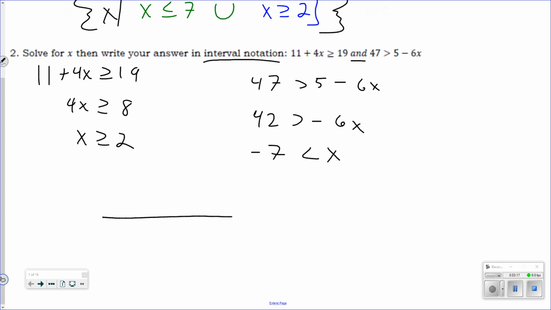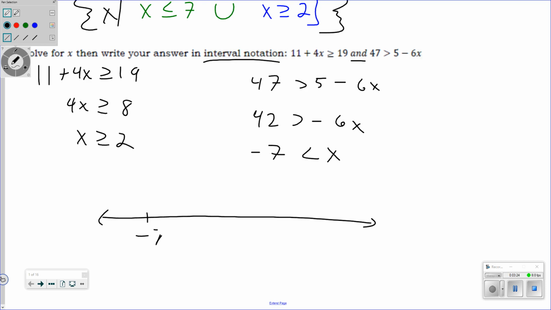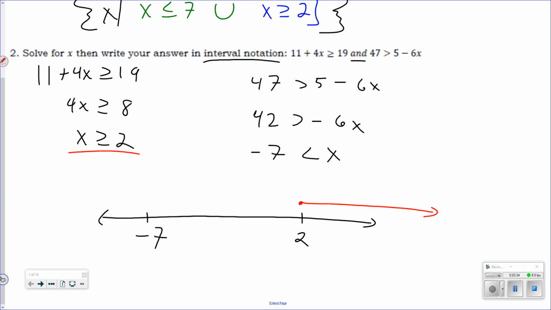I'm going to draw a number line because I want to see where we're overlapping. I have negative 7 right there, and the 2 right there. For x is greater than or equal to 2, I'm going to draw above the line before I draw my final answer. I have that red line. And then for x is greater than negative 7, I have this line.